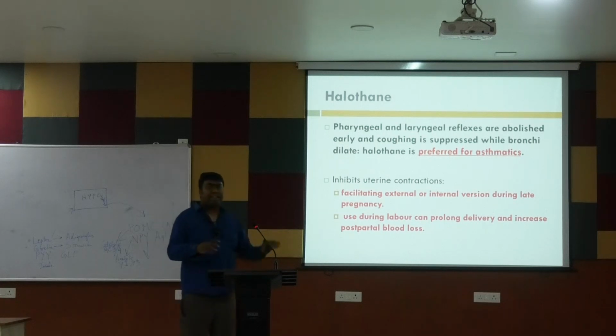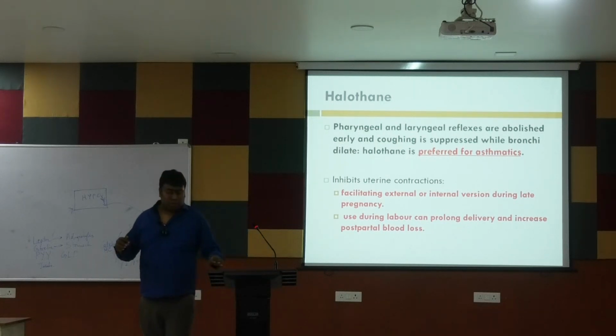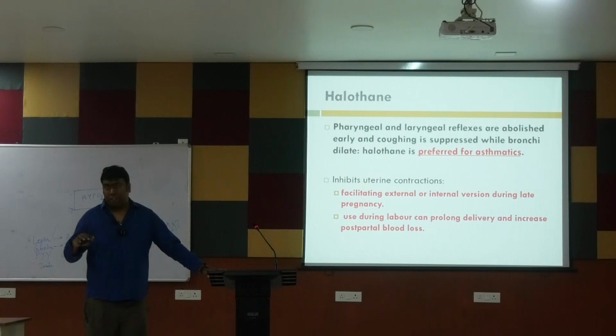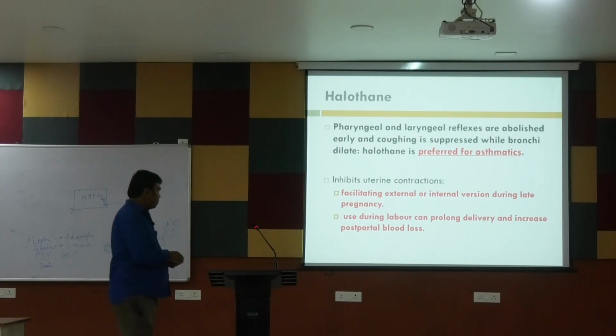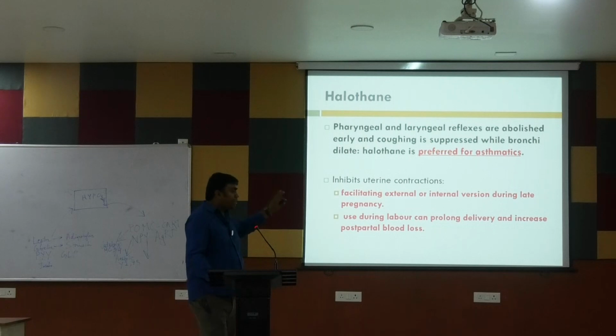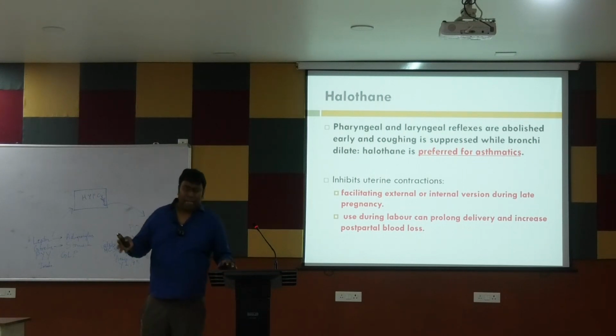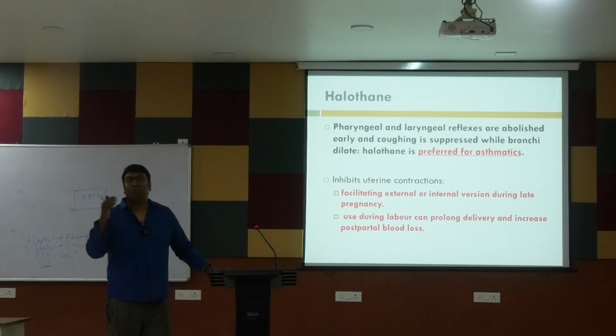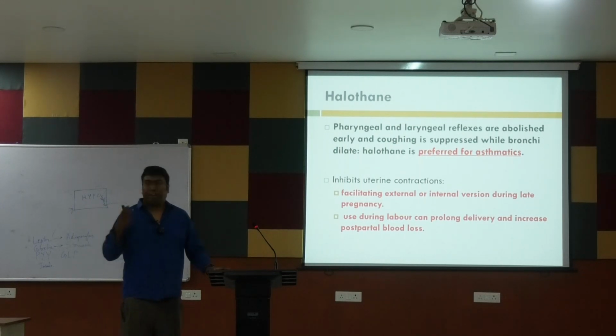It also relaxes the smooth muscle of the tracheobronchial tree. So it is helpful in asthmatics, where there is a spasm in the tracheobronchial smooth muscles. Halothane should not be used in case of pregnancy or delivery. During that time, we should not use halothane. Why? It reduces the uterine contraction.